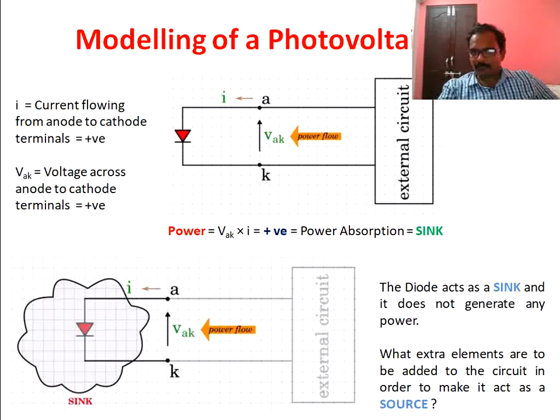But what is the point of interest now? We are modeling a PV cell, but a PV cell will generate power. So what extra element do we need to add to the circuit in order to make it act as a source? What is the extra element that we need to add into the circuit in order to make this PV cell act as a solar cell to generate energy?